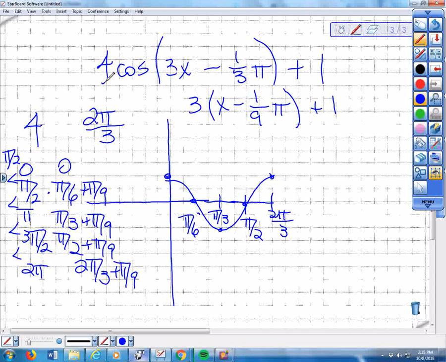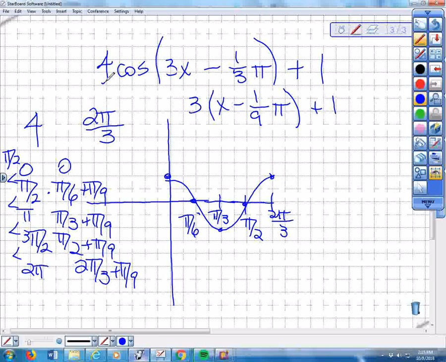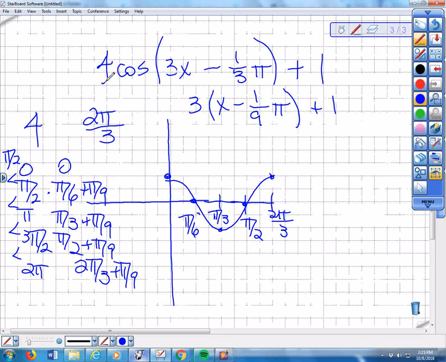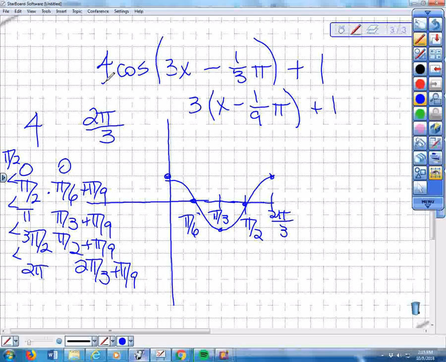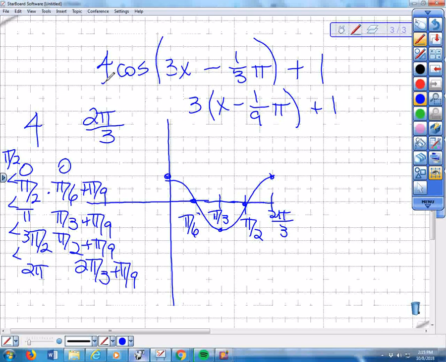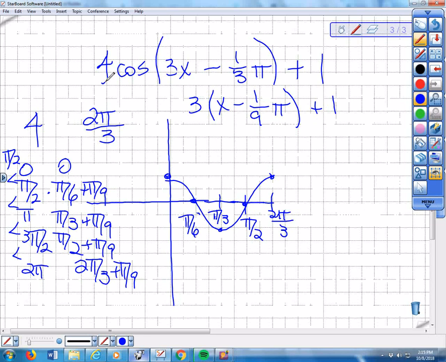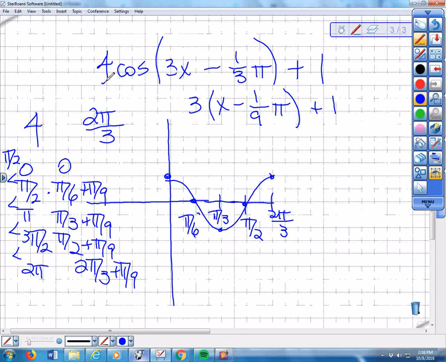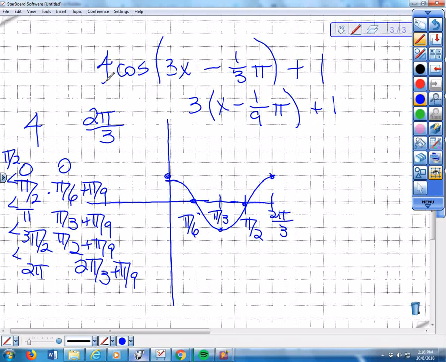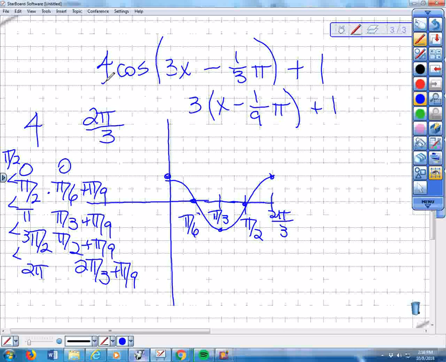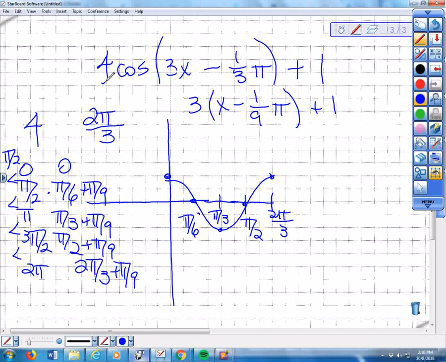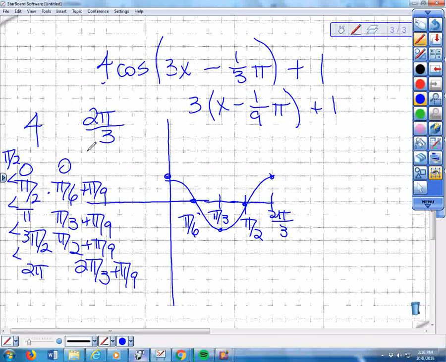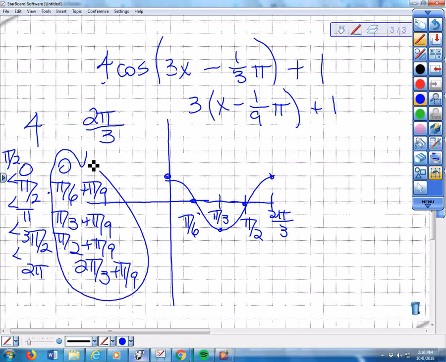And so now instead of this being 1, it's going to be 4, and then I'm going to shift it up 1. So this whole thing is shifted up 1, so it's not going to be symmetrical around the x-axis. And the highest point will be 5. Right? This point will be times 4 shifted up 1. So negative 3. So it'll go from negative 3 to 5 will be my range of the graph. And my x values will be there.